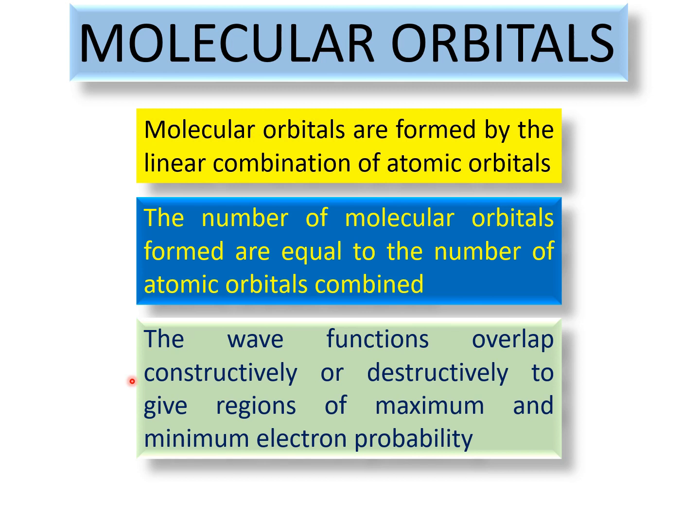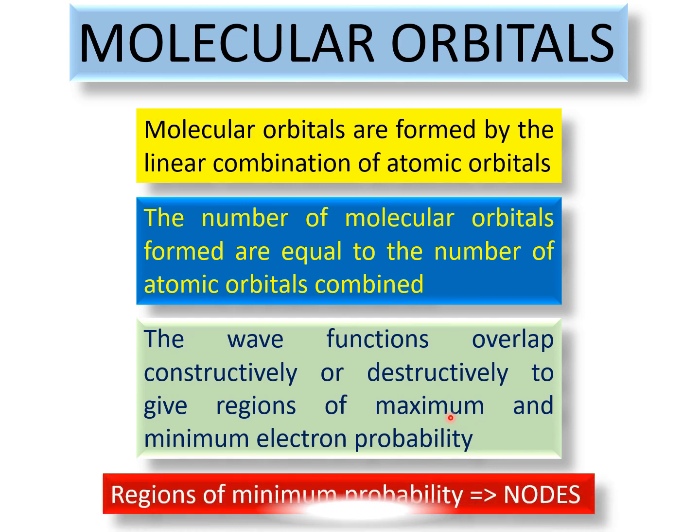You might know about constructive and destructive interference. Where there is constructive interference, the amplitude of the wave increases, and that is a region of maximum probability of finding electrons. And when the crest combines or overlaps with the trough, we say it's a destructive interference, and that is where the probability of finding an electron is minimum. The regions where the probability of finding an electron is minimum are known as the nodes.